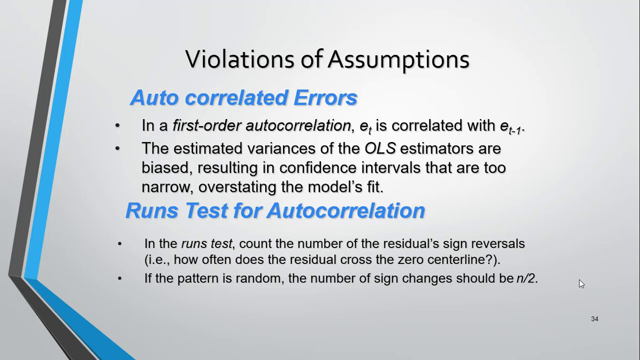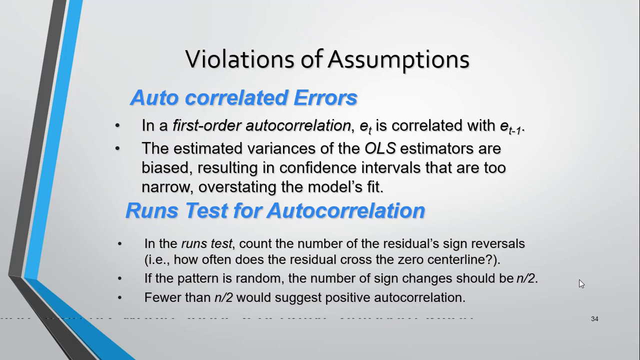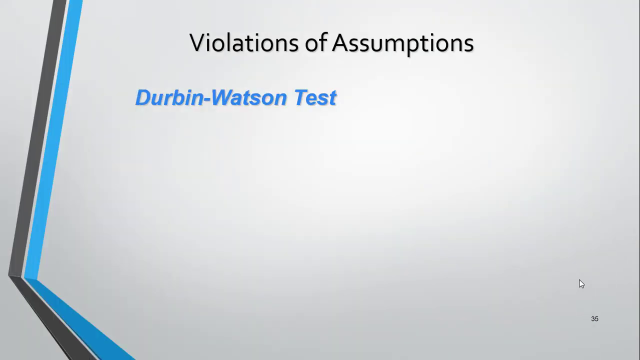In the run test, count the number of residual sign reversals. That is, how often does the residual cross the zero center line? If the pattern is random, the number of sign changes should be n over 2. Fewer than n over 2 would suggest positive autocorrelation. More than n over 2 would suggest negative autocorrelation.